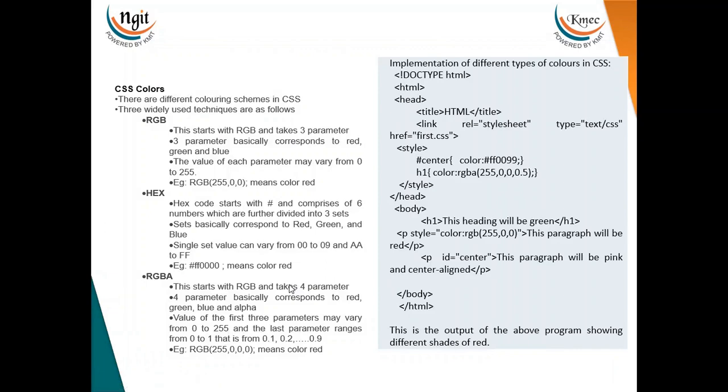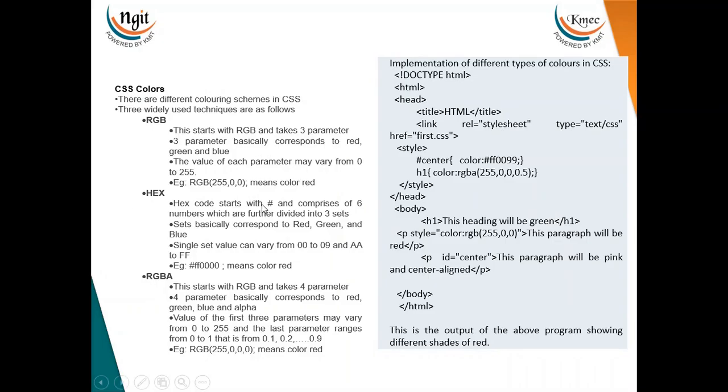Okay. Next is CSS colors. There are different color schemes in CSS. Three widely used techniques are as follows: RGB, hex code, and RGBA. RGB is red, green, blue. So it takes three parameters, which correspond to red, green, and blue. The value of each parameter may vary from 0 to 255. For example, I gave RGB 255, 0, 0. That means it is the color red.